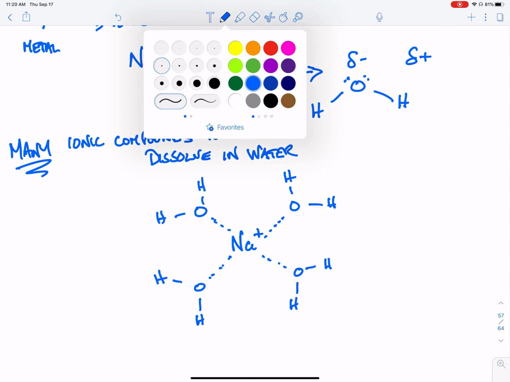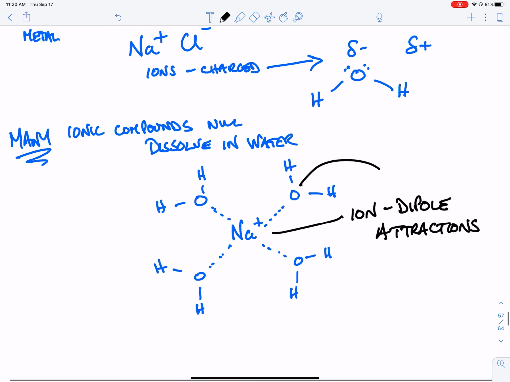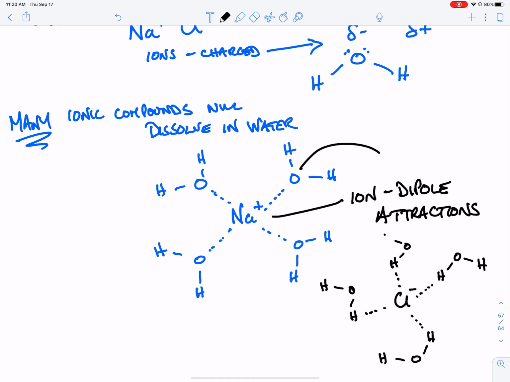Well, in the middle we have an ion, and on the outside we have a dipole. So these are called ion dipole attractions. And exactly the same thing will happen with the chloride ion. So here's the chloride ion, but it's going to get attracted to the positive end of the water molecule, also by ion dipole attractions.